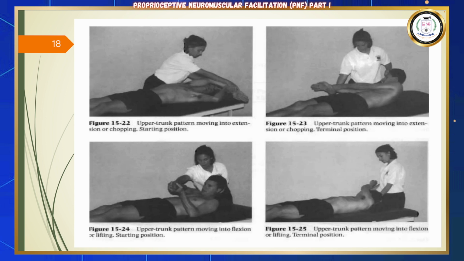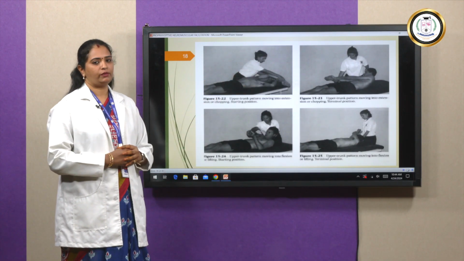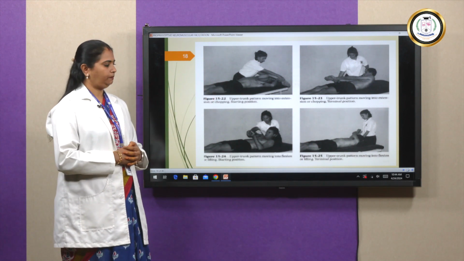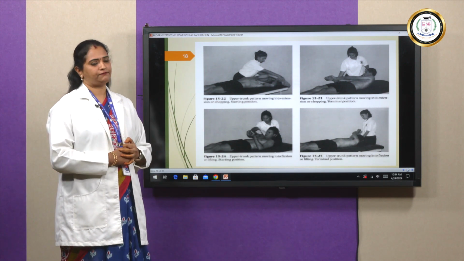Now let us look into the diagonal patterns of the upper trunk. As you can see, the first two pictures are like a chopping movement, a wood chopping movement. There's a spiral and a diagonal position. The lower two positions are the lifting of objects from the floor.